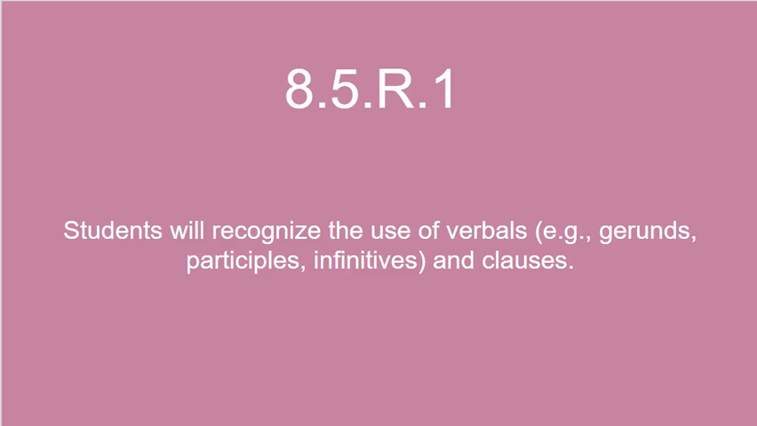Let's get started. Today we're discussing the Oklahoma Academic Standard 8.5.R.1. This is for 8th grade, Standard 5, Reading, Point 1. The standard reads, students will recognize the use of verbals, for example, gerunds, participles, and infinitives, and clauses. Please pause the video now and write down what the standard for 8.5.R.1 is.